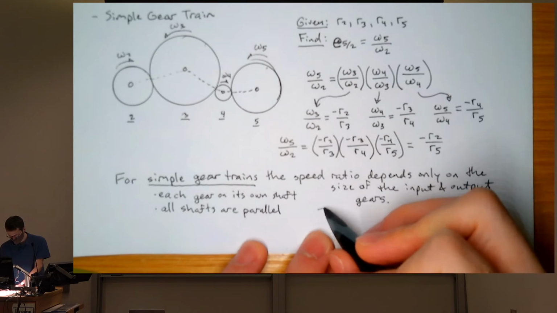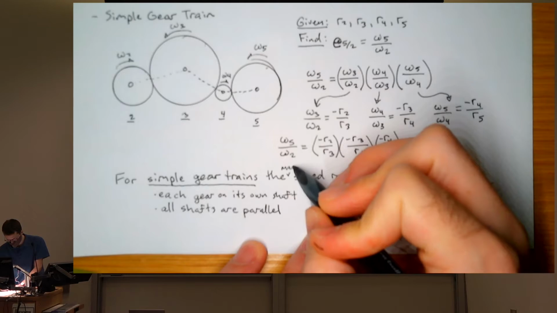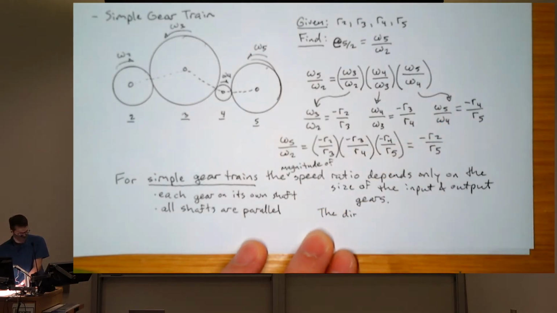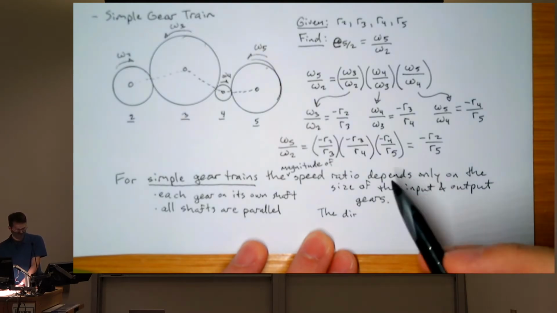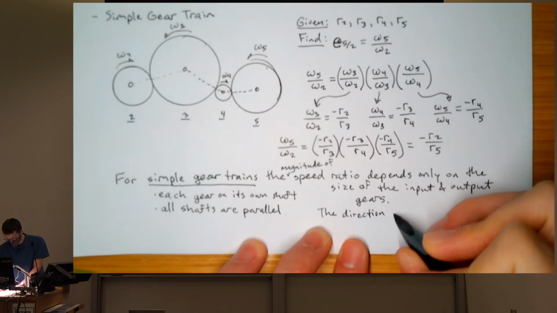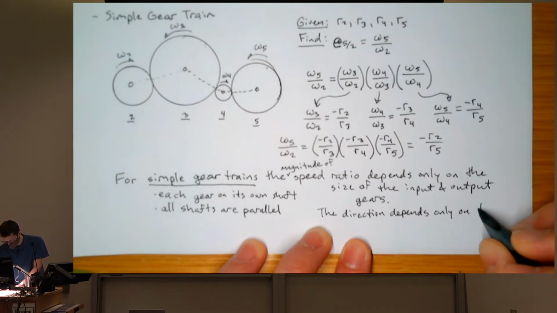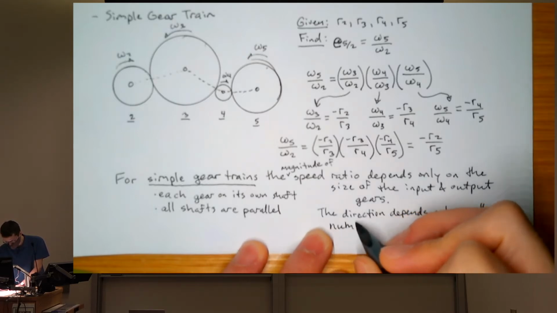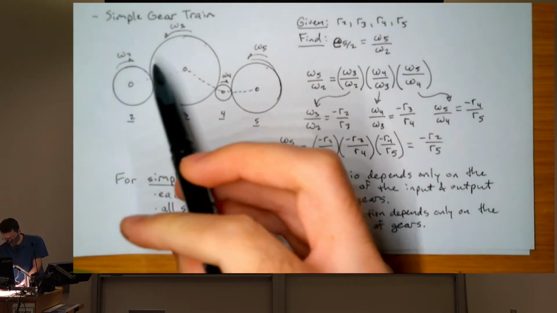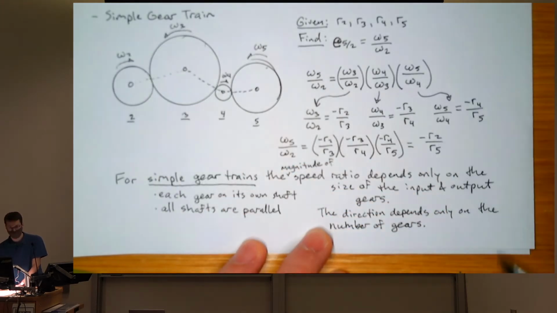I will say the direction, so I should say here the magnitude, just to be absolutely clear, the magnitude of the speed ratio depends only on the size of the input and output gear. The direction depends only on the number of gears. So in this case, we had an even number of gears, so it comes out negative. If you have an odd number of gears, it'll come out positive.